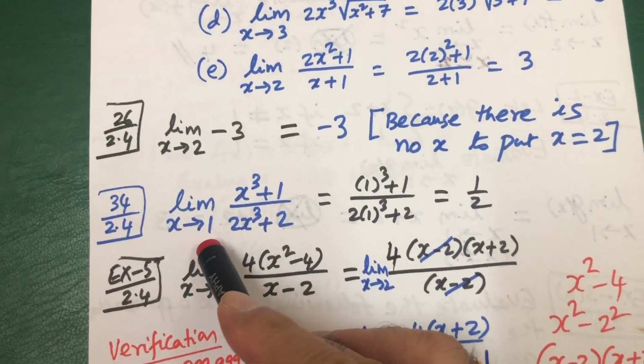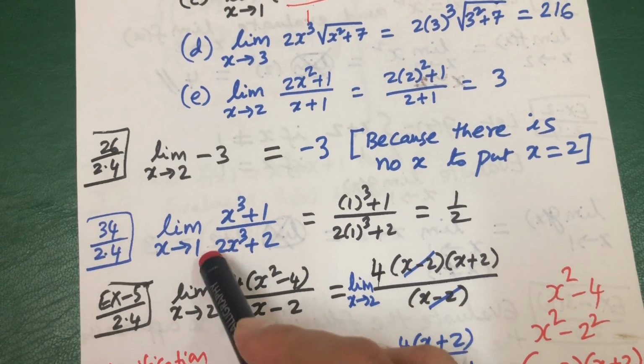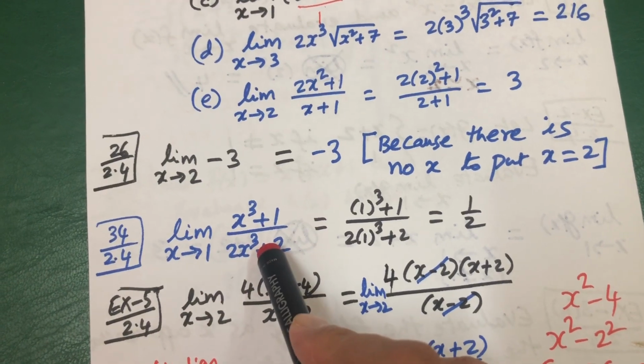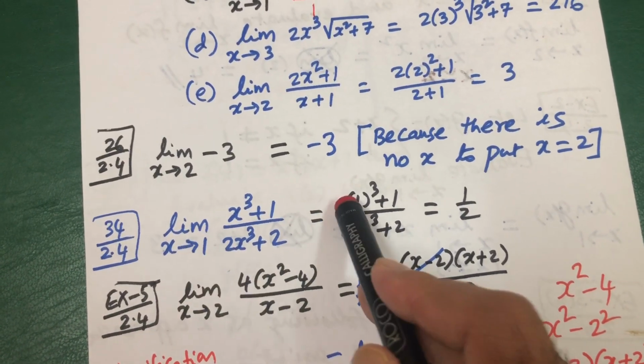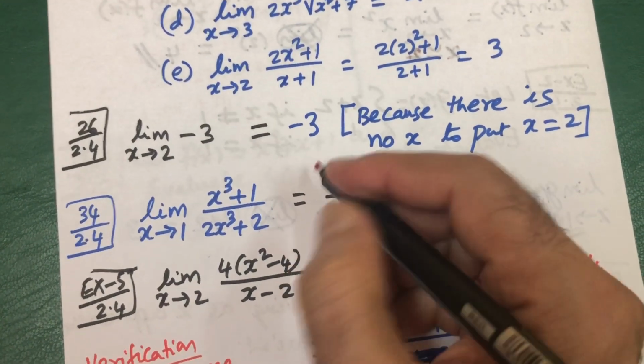So here, how to do this limit problem? Put x equal to 1 as long as the denominator is not equal to 0. If the denominator is not equal to 0, simply and blindly put x equal to 1. When you are putting x equal to 1, don't write limit here. Please do not write limit here. If you write limit here, it will be a big mistake.